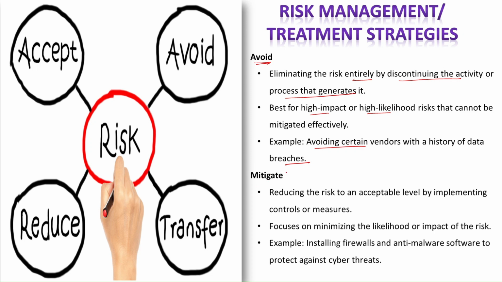Another risk treatment strategy is risk mitigation, which is basically the most common method, and it is reducing the risk to an acceptable level by implementing controls or measures. It focuses on minimizing the likelihood or impact of the risk, for example, installing a firewall and anti-malware software to protect against cyber threats.